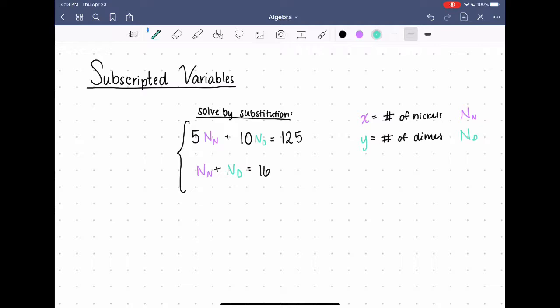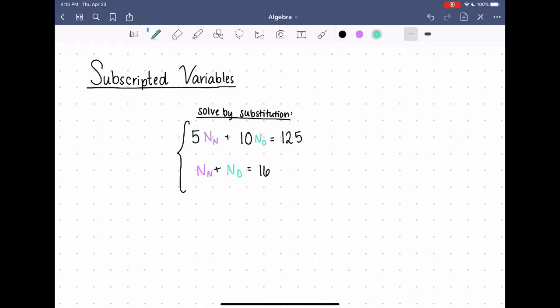Okay, so now that we have this, it's easier for us to read and actually comprehend what's happening in this equation. So 5 times the number of nickels plus 10 times the number of dimes equals 125. And the number of nickels plus the number of dimes equals 16. So that would mean I have 16 total coins. And I don't know the amount of nickels and I don't know my amount of dimes, but I'm going to be able to use substitution to figure out what the number of nickels is and what the number of dimes is.